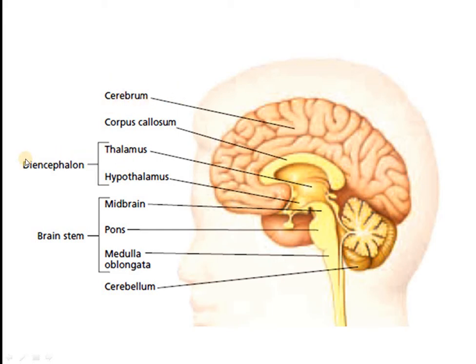cerebrum, that is the encephalon, consisting mainly of the thalamus, hypothalamus, epithalamus, metathalamus also, and the brainstem. It consists of the midbrain, pons, and medulla oblongata, and the cerebellum. So this is a brief structure of the human brain. Among these, the cerebrum occupies the prime position, because it takes the major area in the human brain.